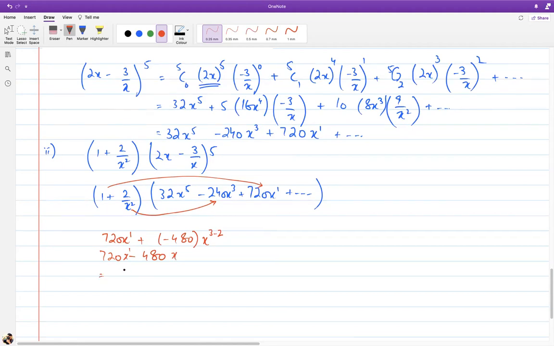And the coefficient is obviously when you subtract 720 and 480, what do you get? 140 if I'm not wrong. 240. Right?